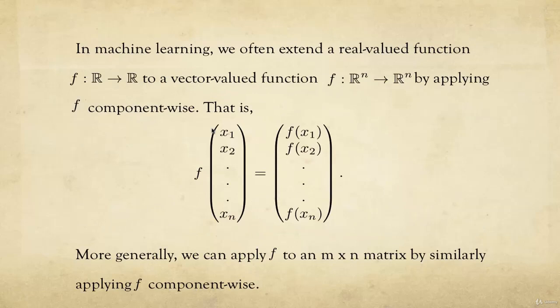We mentioned in the first lecture that if we have a function that takes real numbers and outputs a real number, we can extend that into a vector valued function from Rn to Rn by applying f component-wise, or element-wise. So given a real valued function, we can extend it to a vector valued function by applying f individually to each of the entries of the vector x. We can do the same thing if the input is a matrix. Again, we just apply it component-wise.